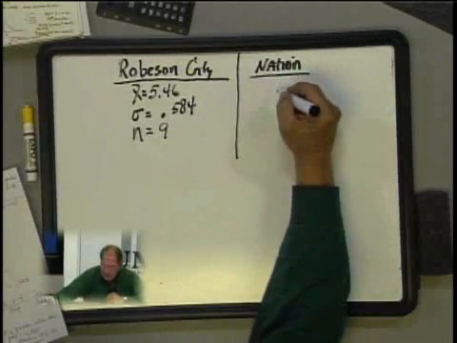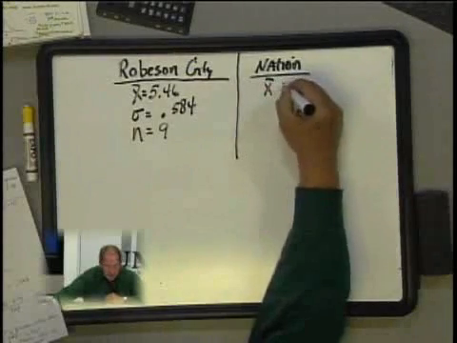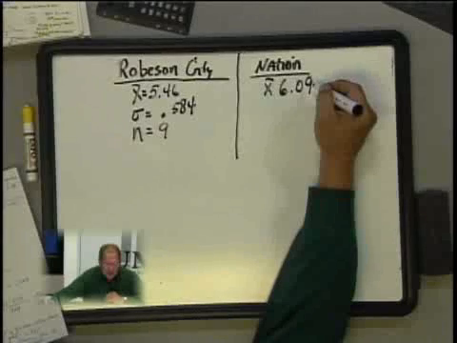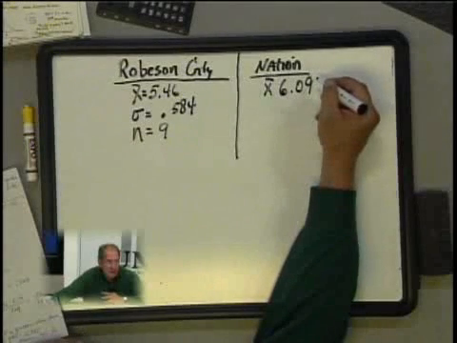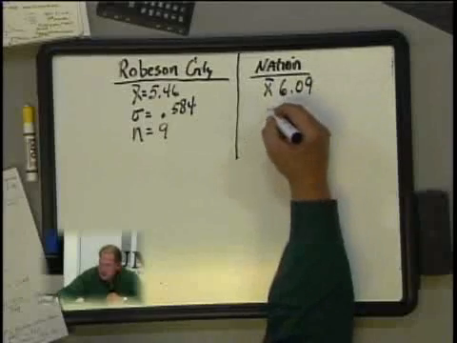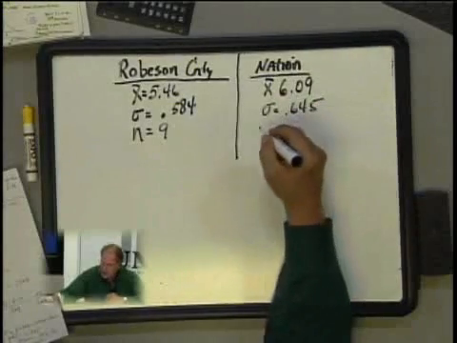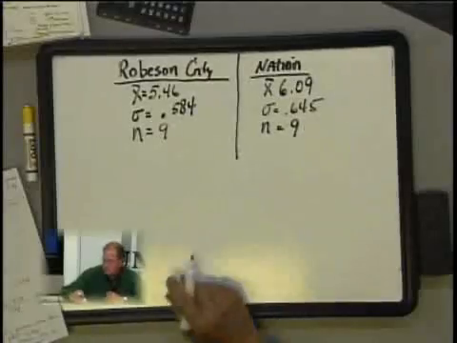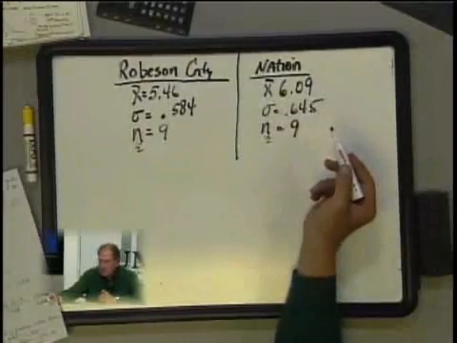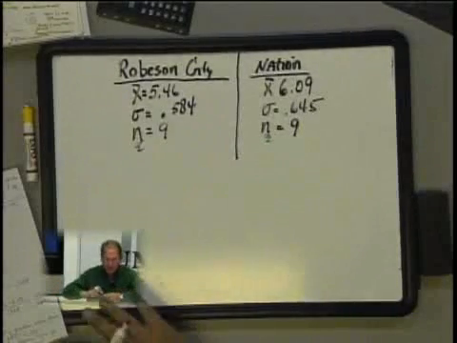At the national level, the mean is 6.09. Wow. You could tell right now almost empirically that we're probably going to reject the null hypothesis, right? We've got a pretty big difference here. But let's see what the standard deviation is. Standard deviation is 0.645, and N is 9. So, in relation to this N being 9, I'm going to be using a t-test to check these two groups to see if they're different or if they're essentially the same.